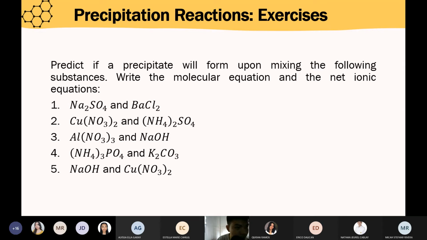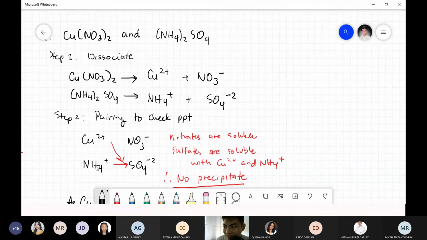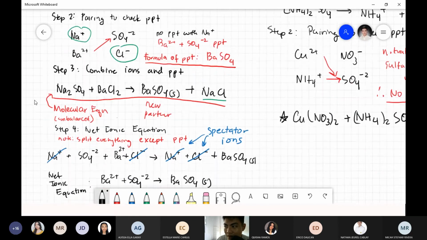Next one. Number 3. So, I hope na mas nagiging clear na tayo, ha? Hopefully, nakikita nyo na yung clarity sa lahat ng ginagawa natin. So, there are just some steps that you really have to do. Kailangan talaga gawin yun. So, you just follow what I have written here. Dissociate, pair. If may precipitate, you combine. And then, lastly, you get the net ionic equation.